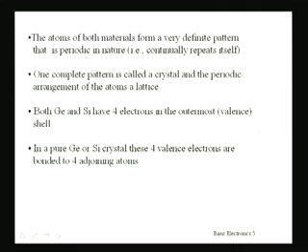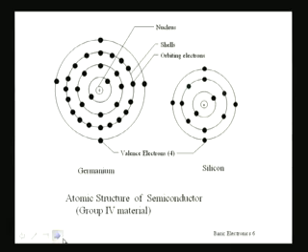Now both germanium and silicon have 4 electrons in the outermost orbit, which are called valence electrons. Now in order to complete the structure of an inert gas, they will always try to complete 8 electrons in the outermost orbit. So in a pure germanium or silicon crystal, these 4 valence electrons will be bonded to 4 neighboring atoms, as is shown in this diagram.